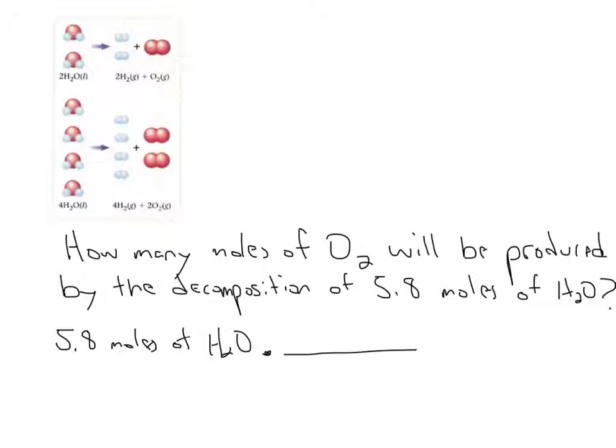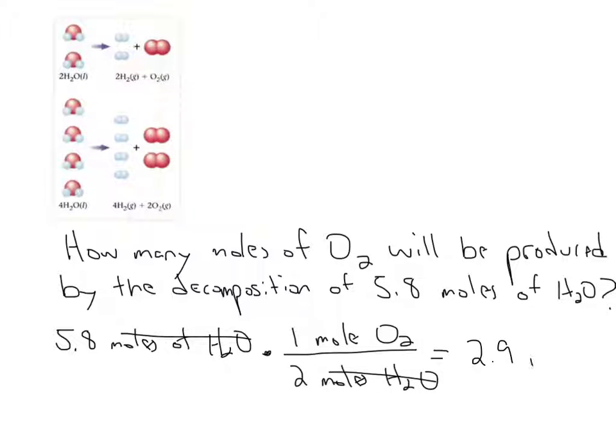Of course, our trash goes on the bottom, so 2 moles of H2O goes on the bottom, and then on top we put 1 mole of O2. Okay, these units cancel. That's our trash. And now we simply take 5.8 times 1, divide by 2, and we get our answer, which in this case is 2.9 moles of O2. And that's how you use a mole ratio.